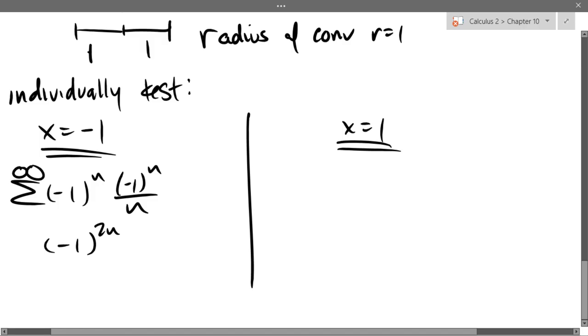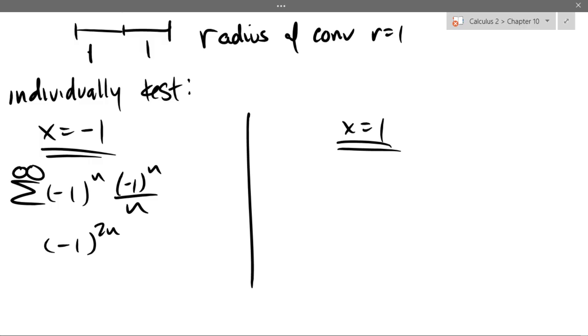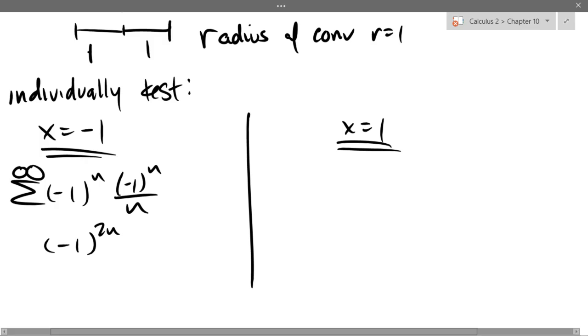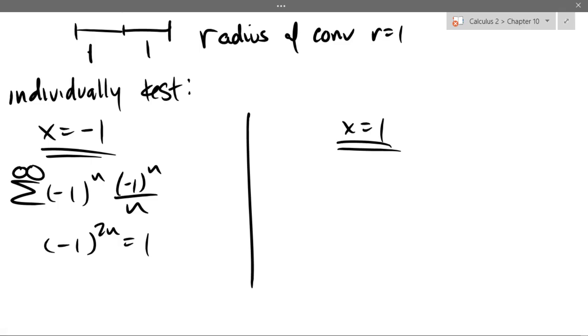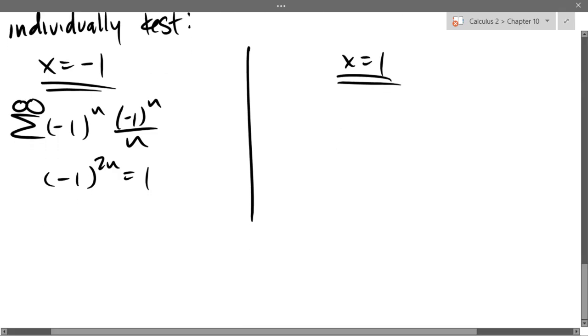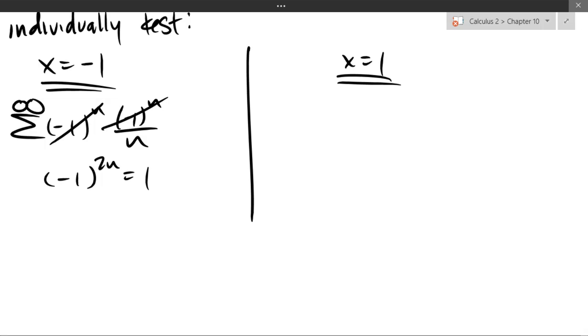As long as n is an integer. Negative 1 to any even power? 1. Positive 1. Right? Even power, negative 1. Okay. So I could be clever and just say, they cancel out. So they cancel out to positive 1 when you multiply them together.